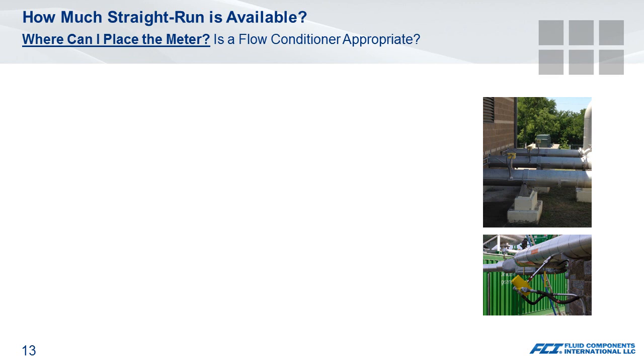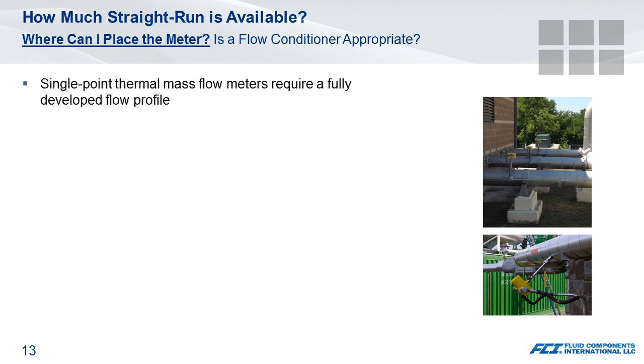So very key to most flow meter technologies, and certainly with thermal flow meters, is the amount of straight run you need to get a highly accurate, repeatable measurement. I'm going to cover two things here: where should I be placing the meter, and if I can't place it in the right place, is a flow conditioner appropriate? So thermal mass flow meters, single point flow meters, are looking for a fully developed profile. As I mentioned earlier, they're single point meters that are center point mounted in the pipe.